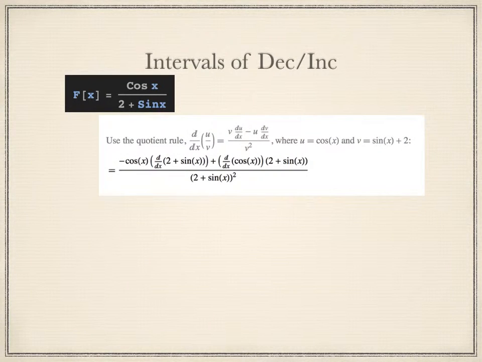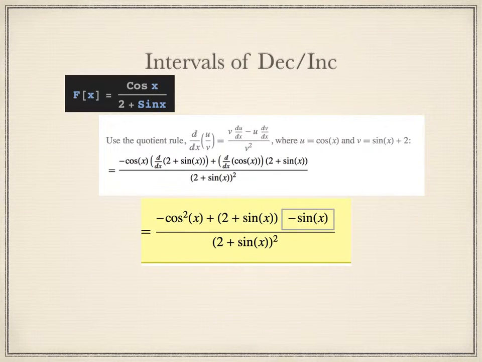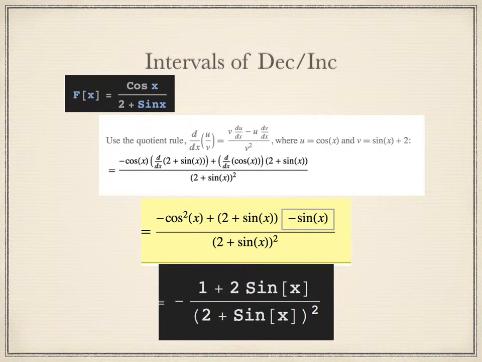For the intervals of decreasing and increasing, you see the graph, you see your function, and we use the quotient rule to get the first derivative of our function. You get this simplified quotient rule, and negative cosine squared negative sine squared is just equal to 1, and the final form would be shown: 1 plus 2 sine x, negative 1 plus 2 sine x, over 2 plus sine x squared.